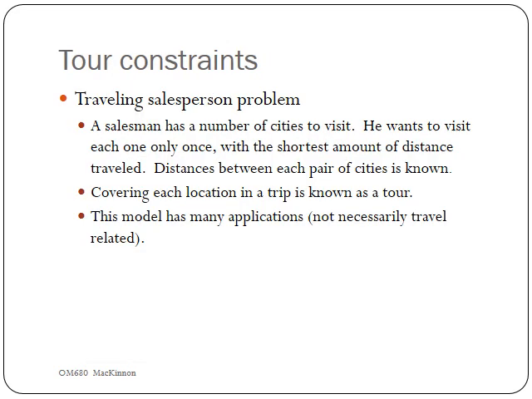So now let's take a look at what we call the traveling salesperson problem. This is an example of touring constraints. So a salesman has a number of cities that they want to visit. Okay, he wants to visit each one only once with the shortest amount of distance traveled. The distance between each pair of cities is known. Okay, covering each location in a trip is known as a tour. Okay, and so we can actually use this model for lots of different applications, not necessarily related to travel.